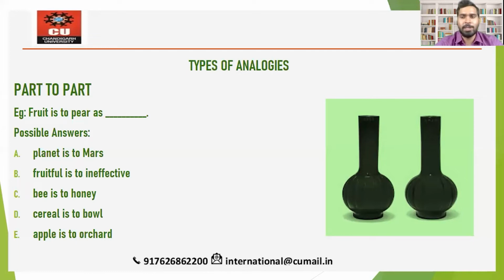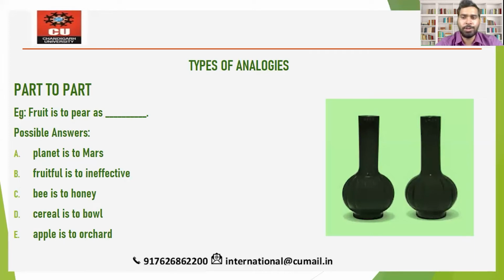Now, what would be the right answer for this particular question? Let's understand step by step. A pear is an example of a fruit. So we need to pick out another answer choice where the first word is a category and the second word is an item that falls into the category. While fruitful is to ineffective may look like a good answer, it uses the word fruitful, but these two words do not go with each other. Therefore fruitful is to ineffective cannot be the correct answer.